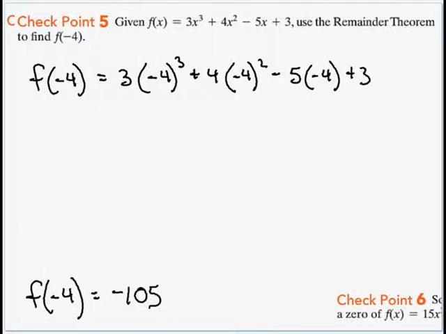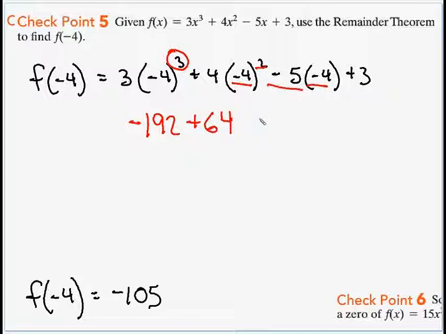Again, there are plenty of opportunities to make a sign error or just an order of operations error. We do the exponents first. Negative 4 cubed would be negative 64. Negative 64 times 3 is negative 192. Here, the negative 4 squared is positive 16 times positive 4 is plus 64.